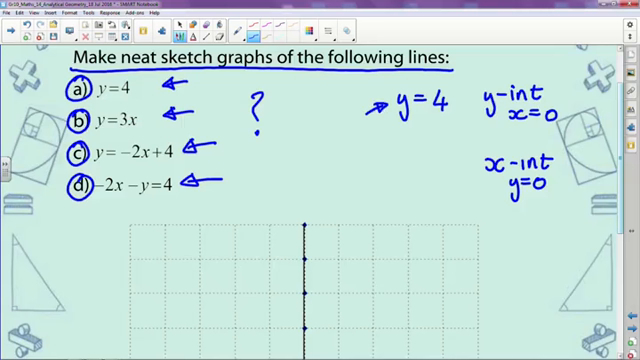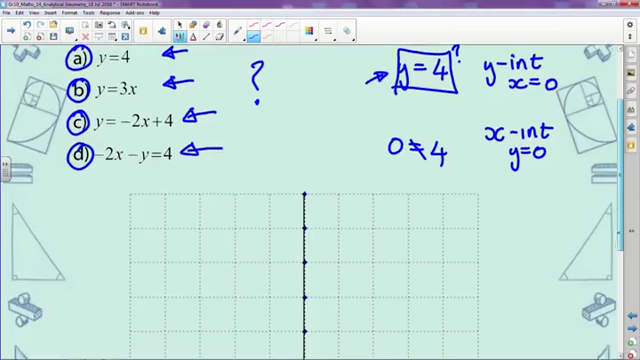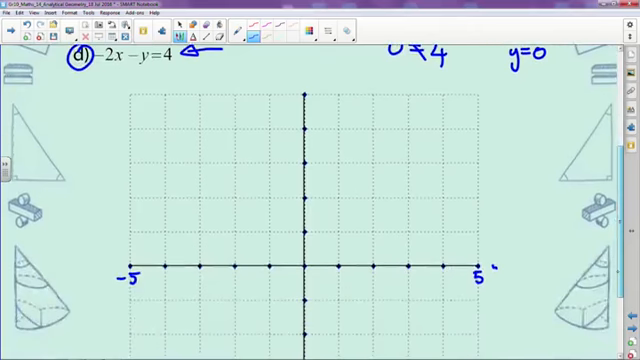Not really, because where is the x? And we can't very well say that 0 equals 4 because it really doesn't have the same value as 4. So this is one of those unique cases where y is going to equal 4 the whole way along the line.